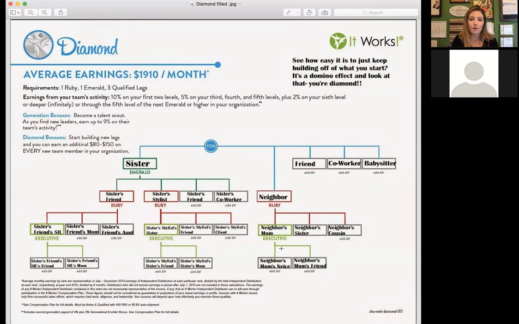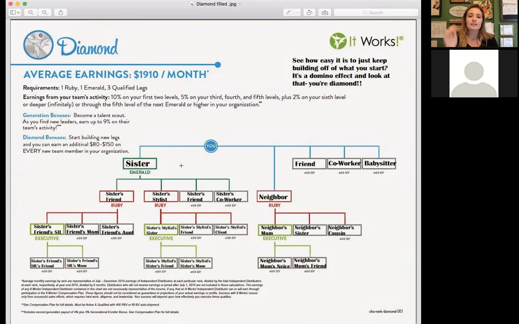So then once, let's say the cousin is like, oh my gosh, I can get to Ruby. I love this little chat. I love this training. Then she pops into a Ruby underneath your neighbor, which all of a sudden is filling up half of your neighbor's Emerald, which means that you're filling up an Emerald outside of your strong leg, which is going to help you get to double diamond.